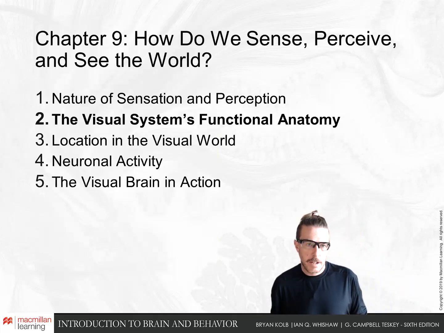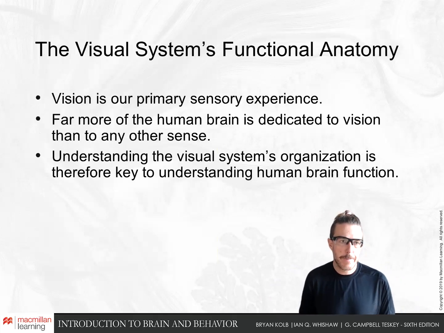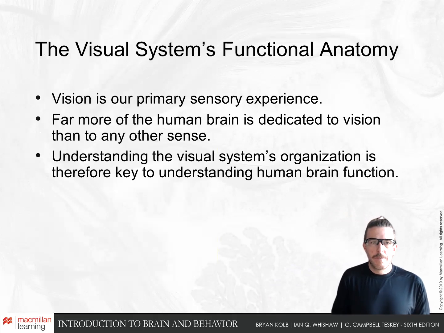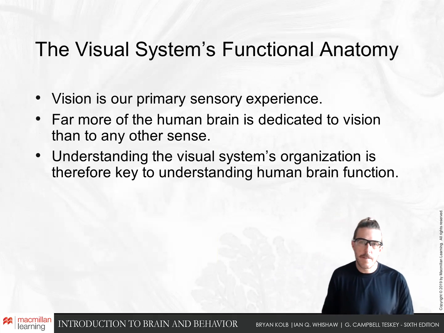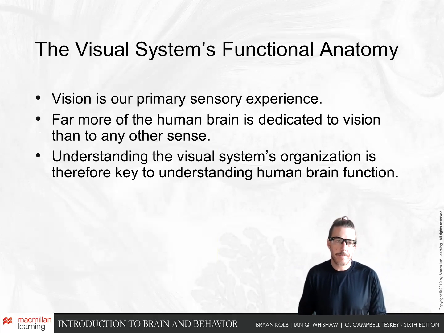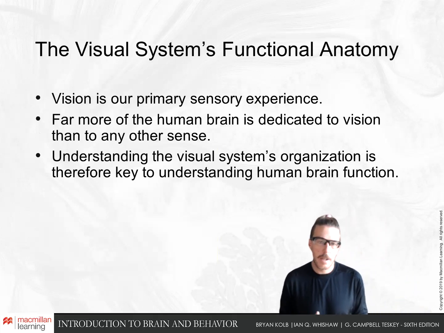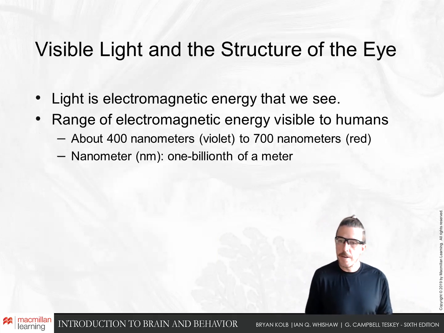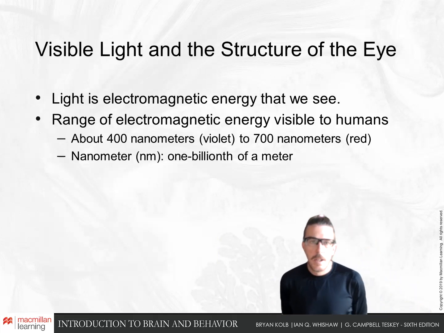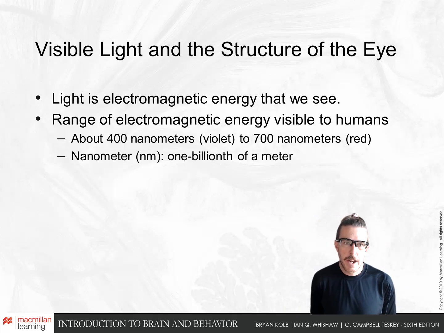Next, we'll talk in detail about the functional anatomy of the visual system, something that you likely have covered before. So vision as humans is our primary sensory experience. We have a large section of our brain dedicated to vision compared to any other sense. And by understanding the visual system's organization, we can therefore better understand the human brain and understand the other senses as well. Our visual system measures light from the electromagnetic spectrum.